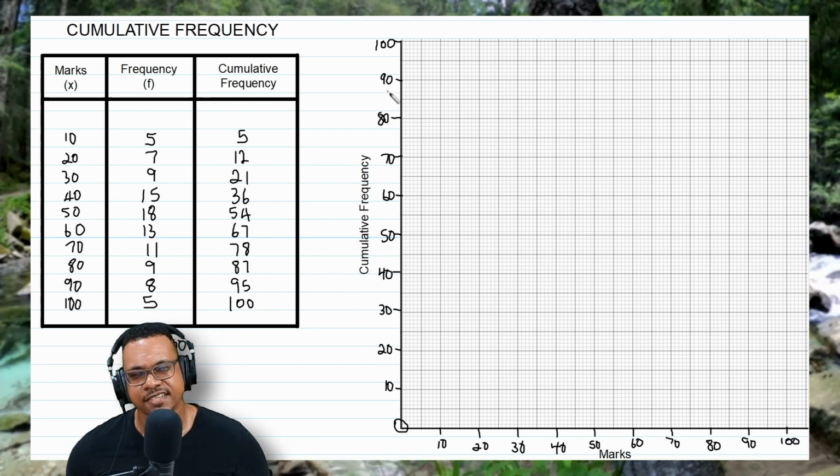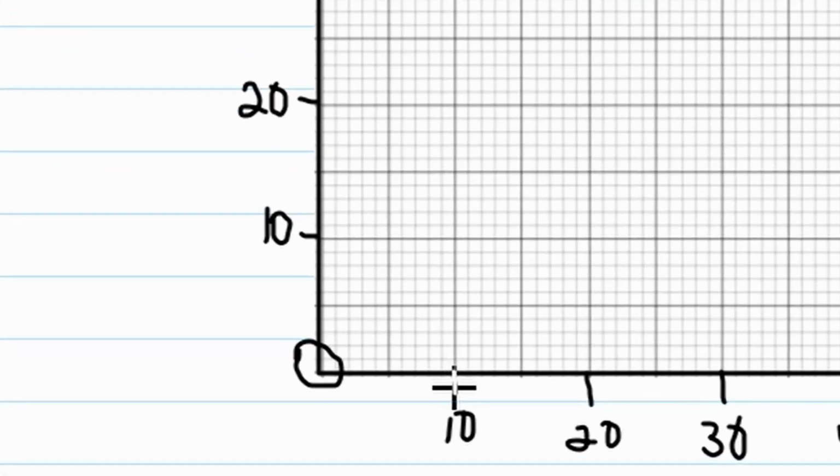So now that I have my axes labeled and numbered, it's time to start plotting points. So I'll be plotting 10 on the x-axis with 5 on the y-axis. So I'm going to come here at 10. And of course, halfway in between 0 and 10 will be 5. So here will be 5. And I make my x like this.